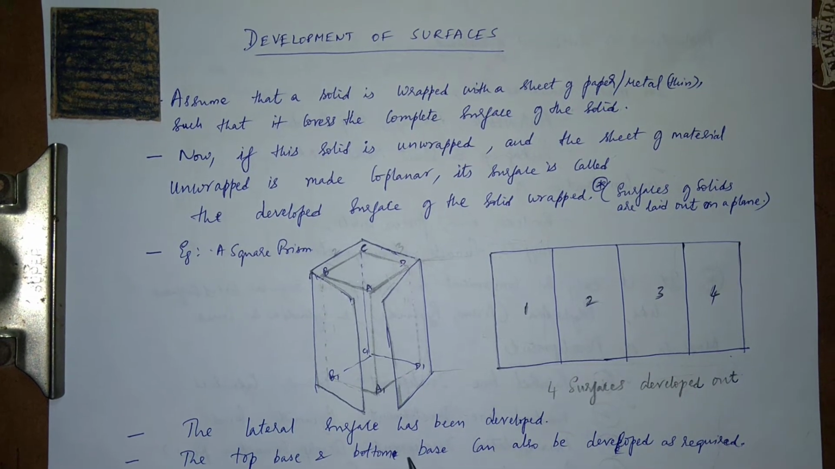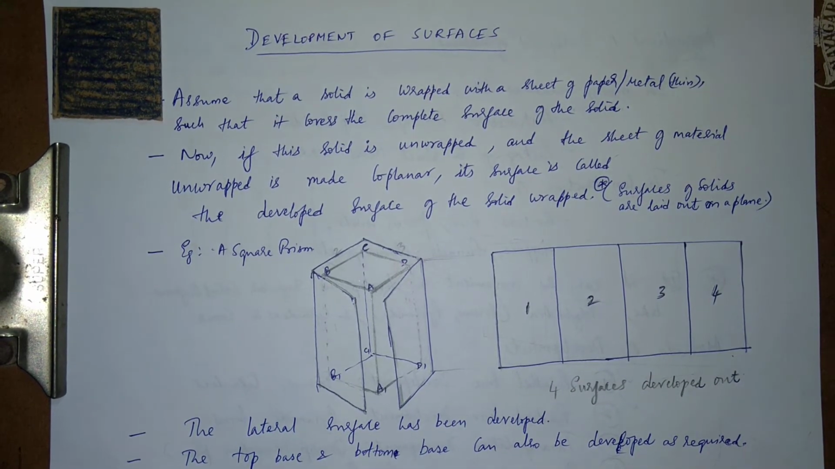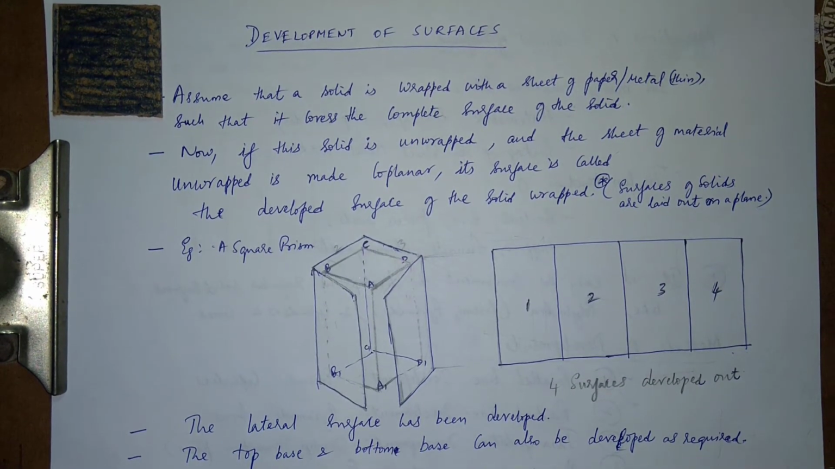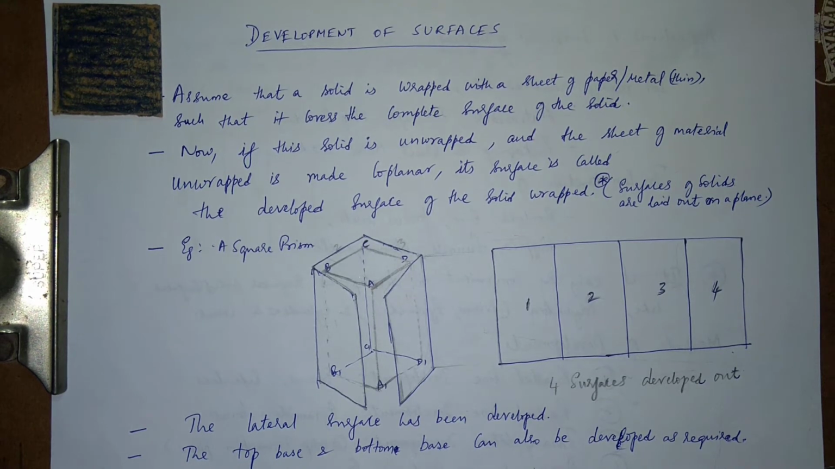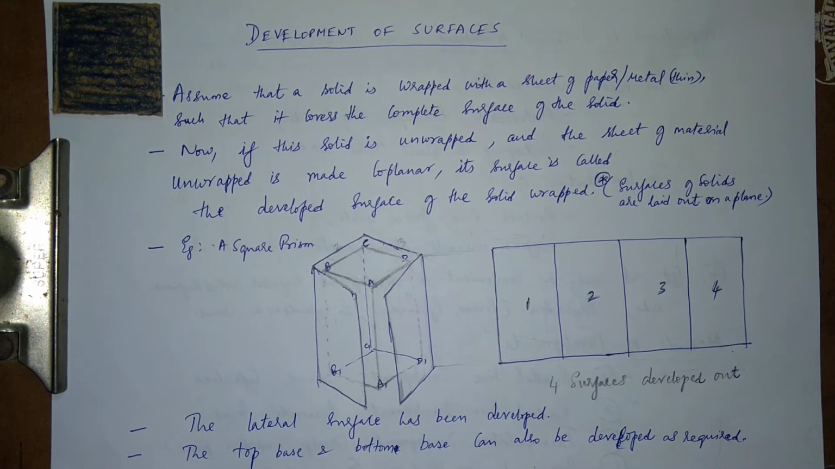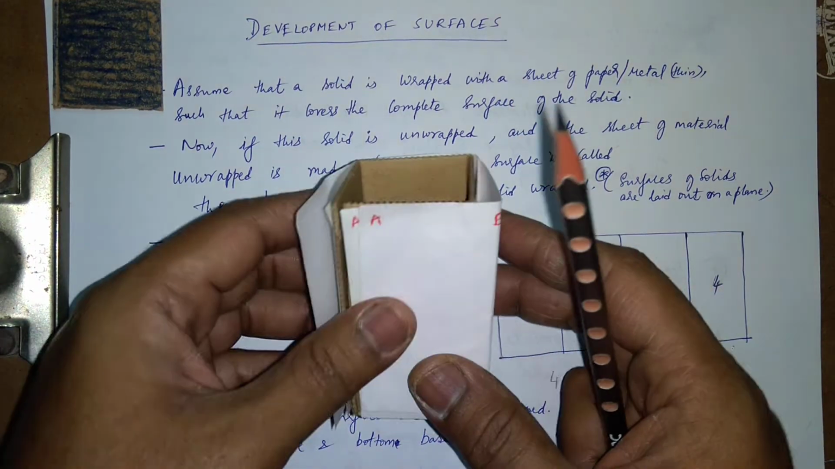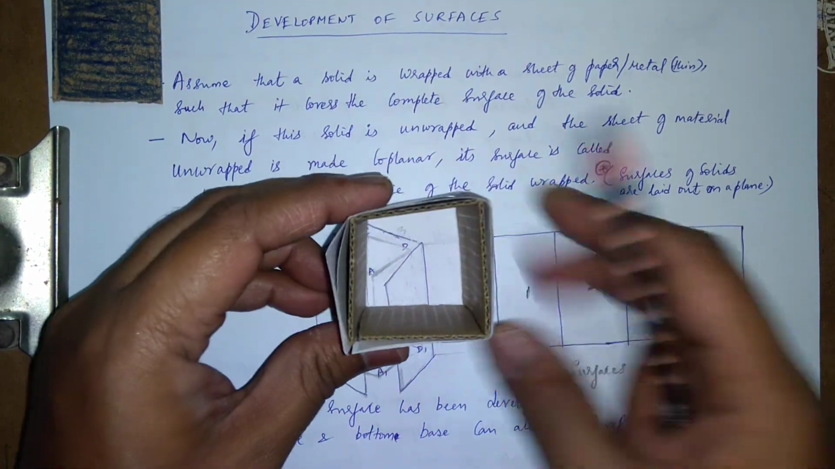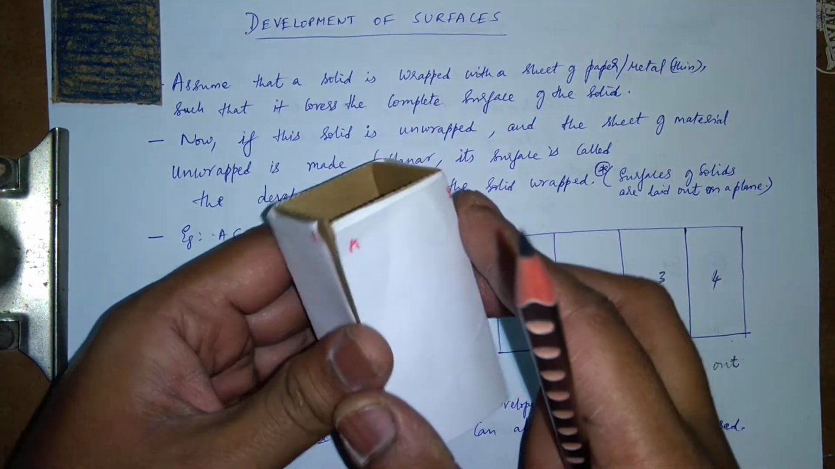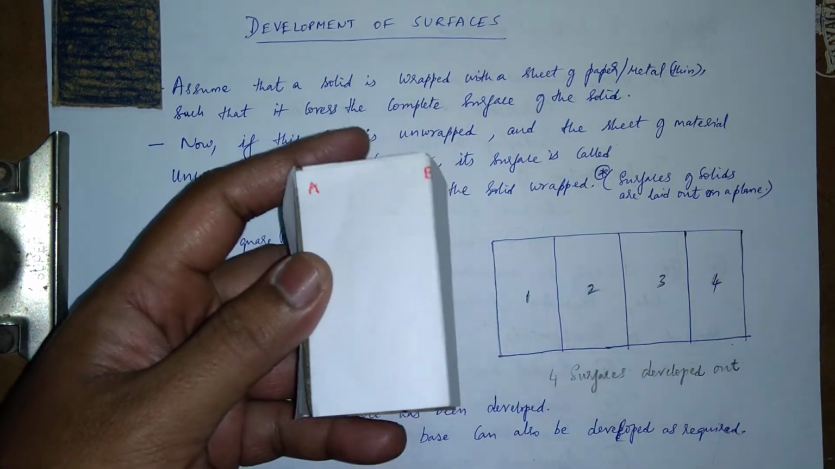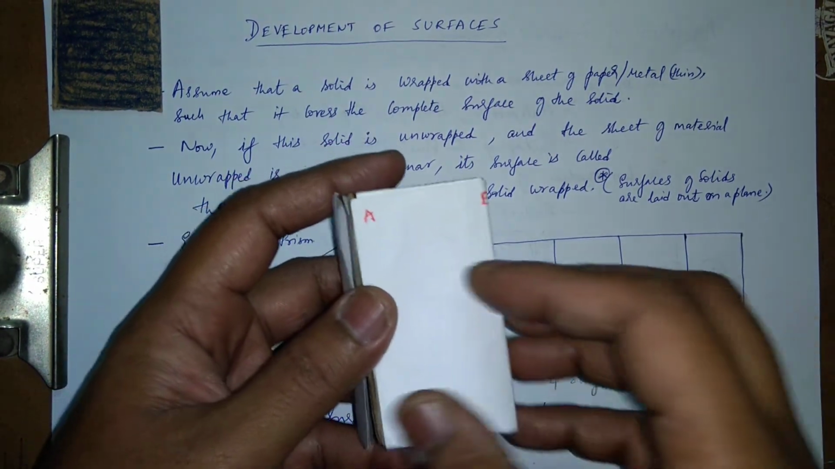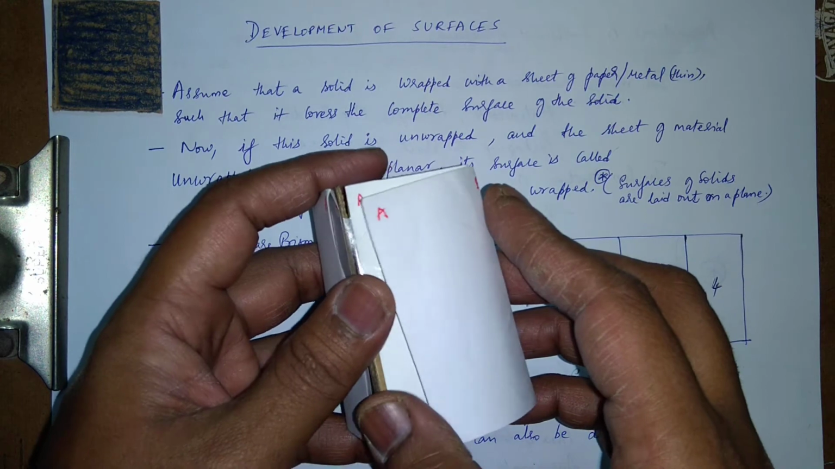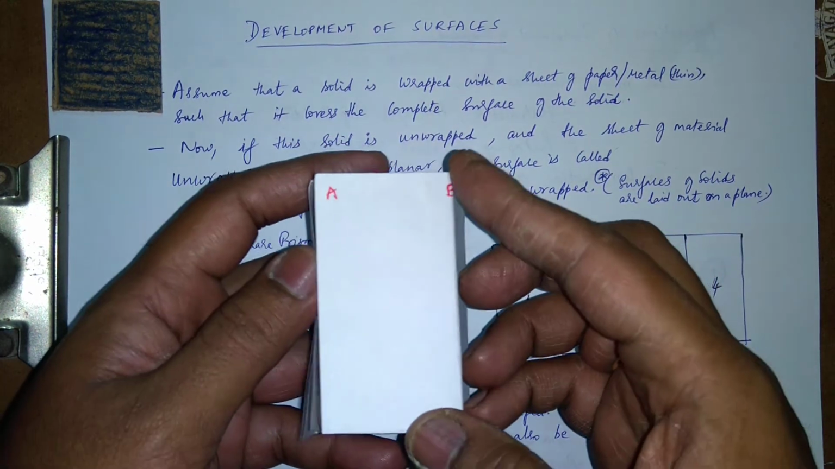Top base and bottom base can also be developed based on the requirement. Some cases it is required, some cases it may not be required. So depending on the requirement, we will do the developments. You can look at this model once again. Square prism, this has been wrapped with a sheet of paper. Now I have named some names here, A, B, C, D, so on, for each of the edges, long edges. So this is A, A1, B, B1, so on.